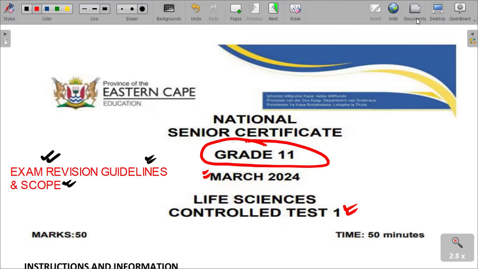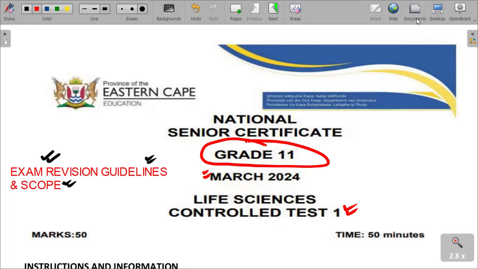Okay, class, we are meeting again, grade 11 life sciences, in regard to revision March test 1. I just want to tell you today that we are working on exam revision guidelines and scope. This is the scope and exam revision guideline towards the end of term 1 exams. So basically what you need to know, class, is that we are having a typical paper here, a reflection of what we're going to write at the end of the term.